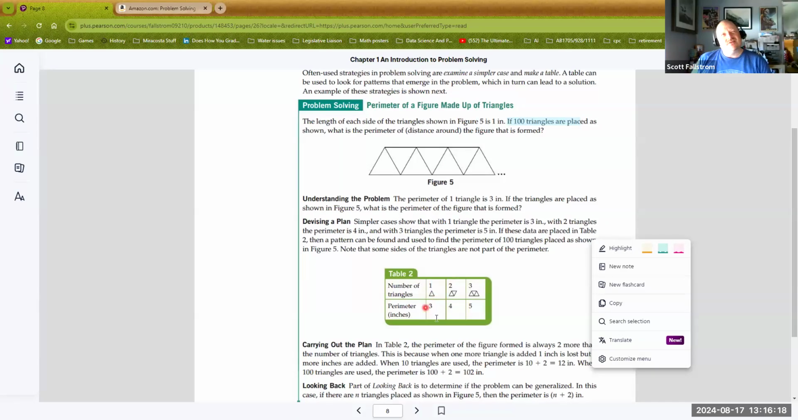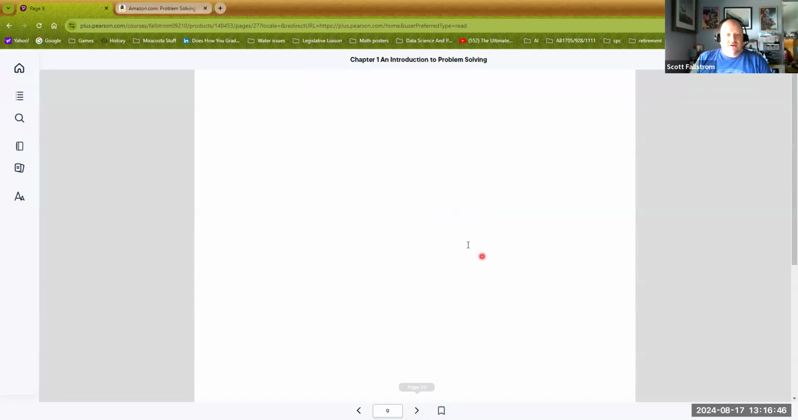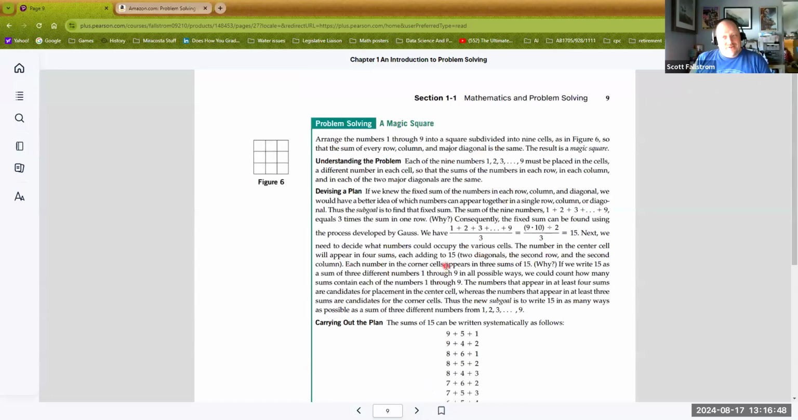With one triangle, there's 3. With 2 triangles put together, there's 4. With 3, there's 5. And every time I add a triangle, it goes up by 1. Interesting. So now I've got a really beautiful pattern that would allow me to say what should happen when I get to 100. What did I do? I examined a simpler case. I made a table to keep all of my work in line so I can understand what I'm doing. Bingo.